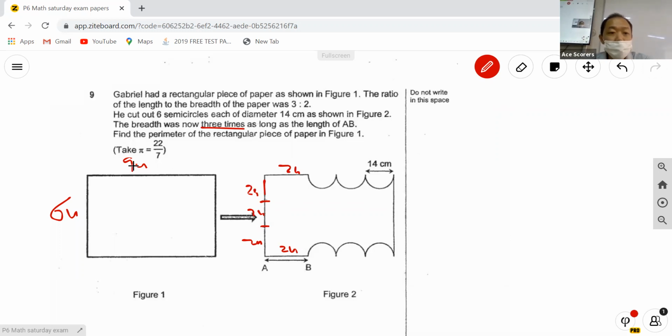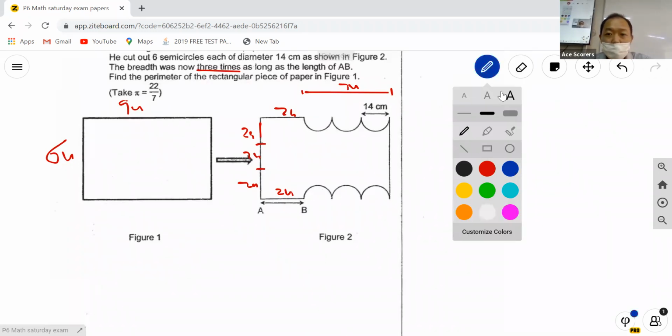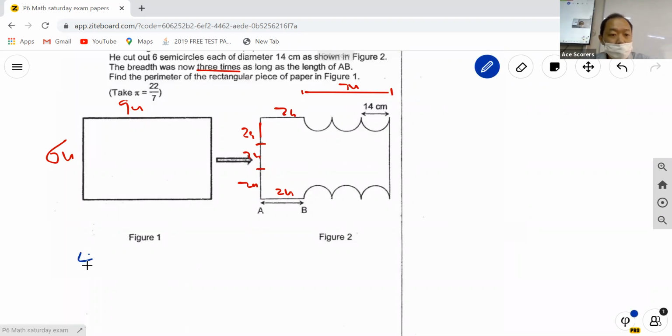Okay. Now if this is 2, can you see that at first is 9? And if here is 2, this must be 7. So this has to be 7, which means the 2 cm represents 7 units. So 1 unit equals to 6. Okay, so 1 unit equals to 6. So this is 6, 6, 6, 6.